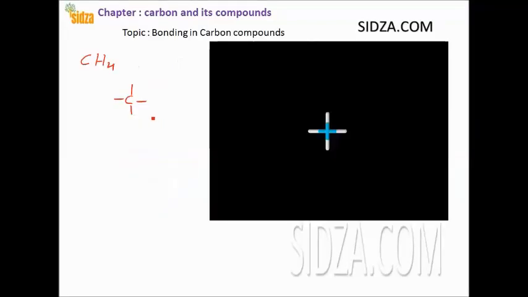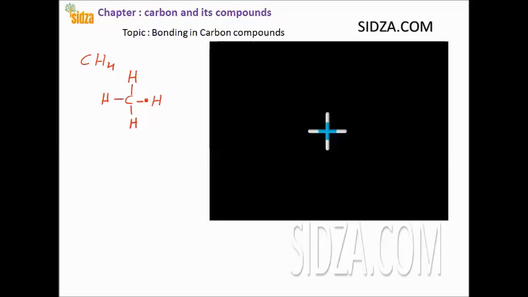Now let's have a look at the 3-dimensional view of the methane molecule. Methane, CH4, has a tetrahedral structure. In the center there is 1 carbon, and there are 4 hydrogen atoms around it. And the angle is not 90 degrees here. The angle in methane is 109.5 degrees. So that's the tetrahedral angle.